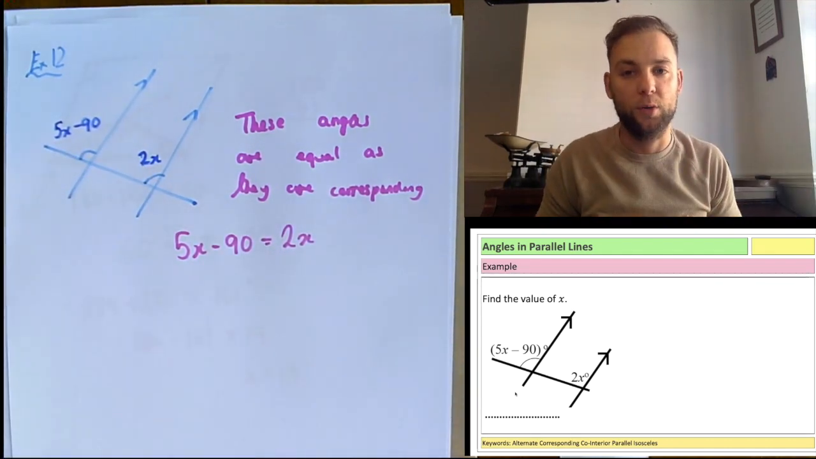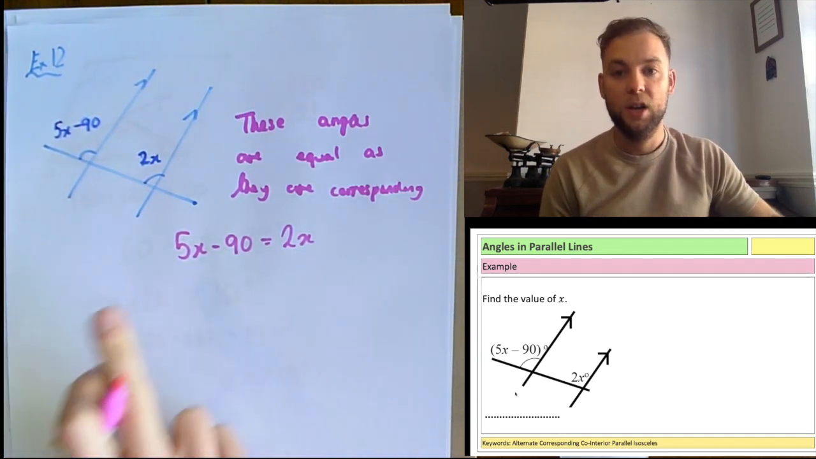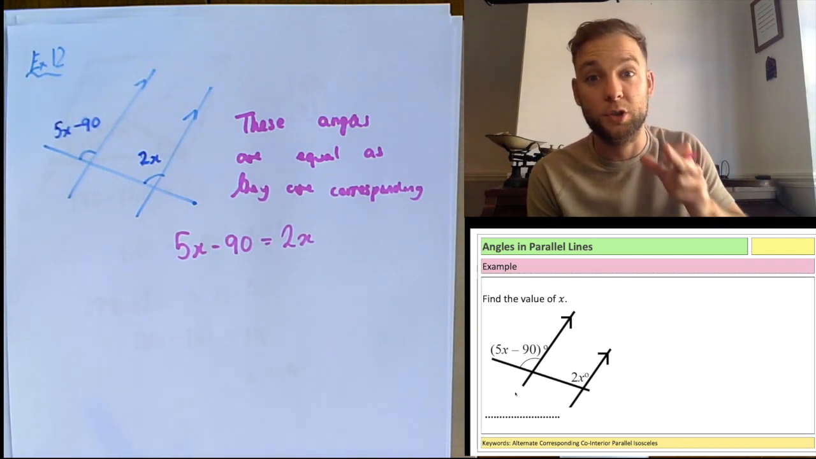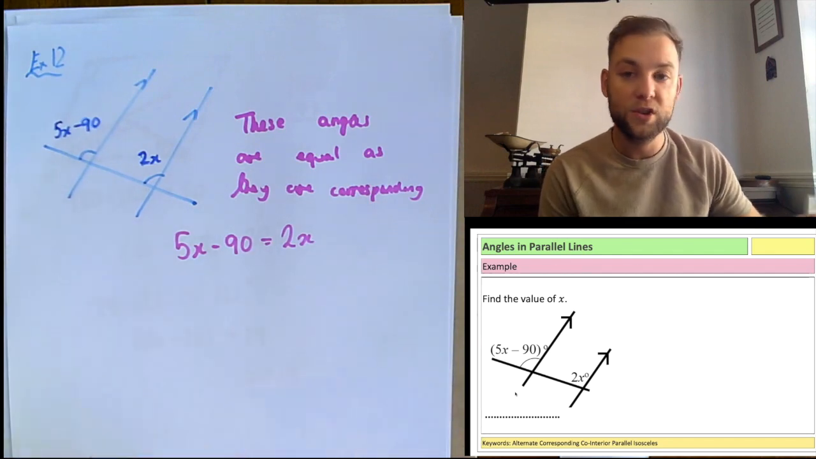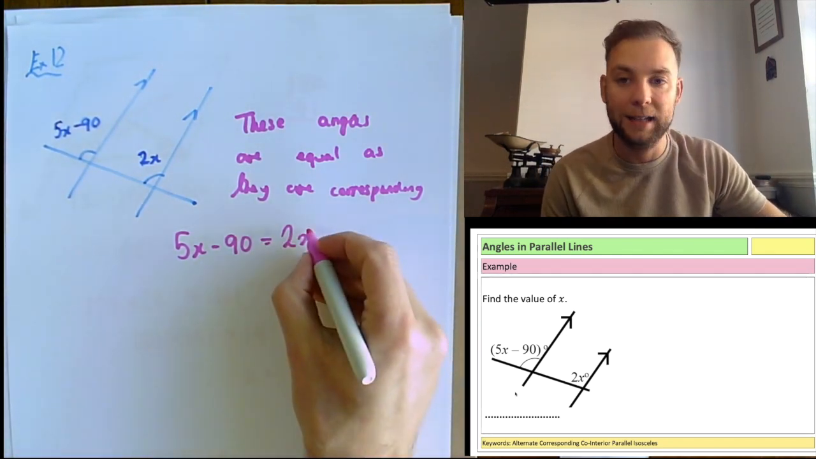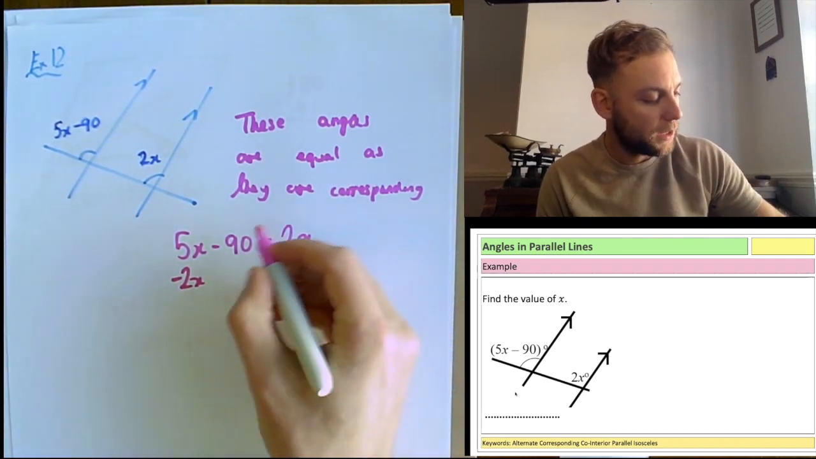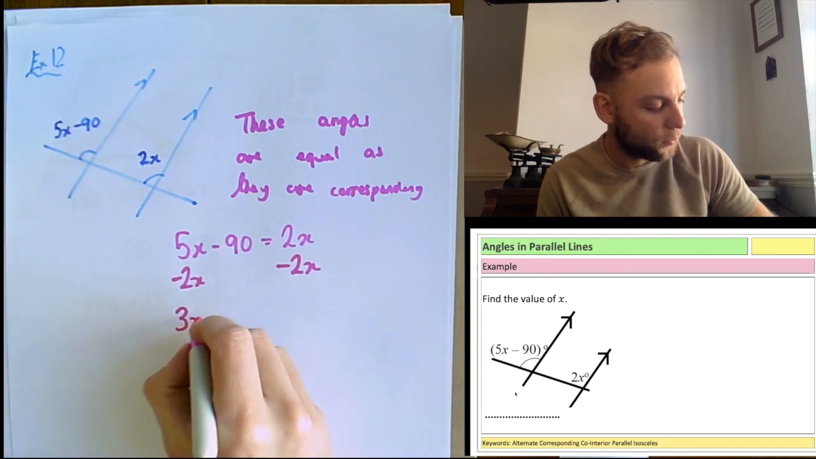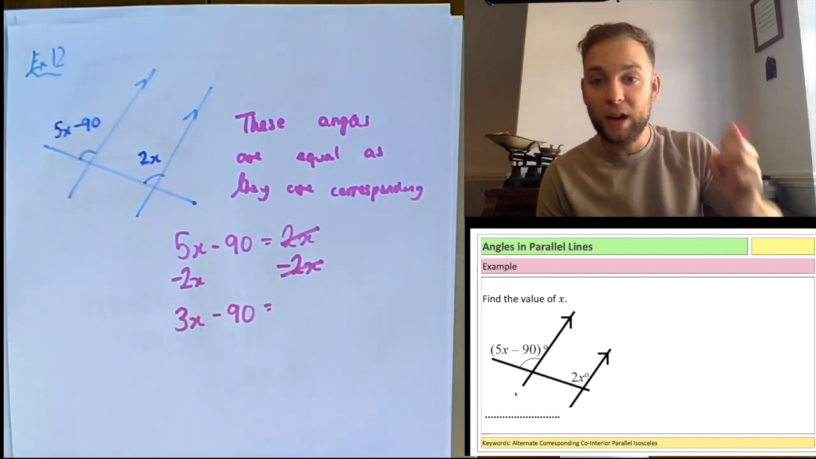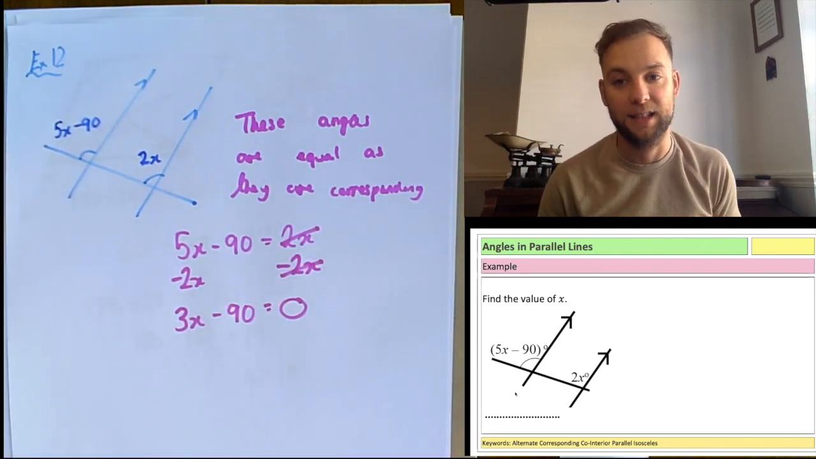And now I've got to solve the equation. Now, do be careful of this because it's an equation with unknowns on both sides. So the first step, if you're not sure on this, have a look at some of the previous videos on solving equations with unknowns on both sides. The first thing I've got to do here is get rid of the smallest unknown first. In this case, it's 2x. So minus 2x, minus 2x. Now if I minus 2x from this side, I'm just left with 3x minus 90. If I minus 2x from this side, I'm getting rid of that 2x, so I'm actually left with nothing. So 3x minus 90 is equal to 0.